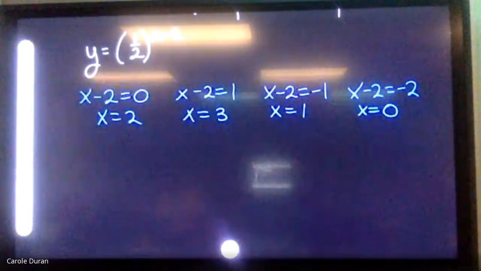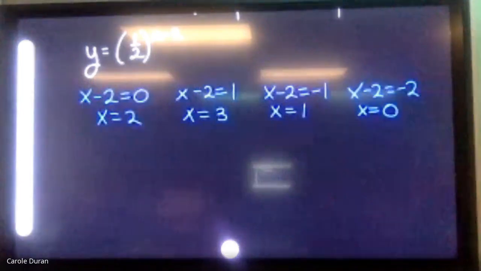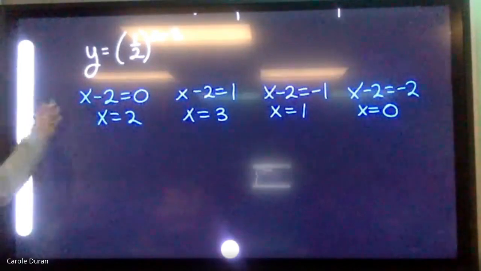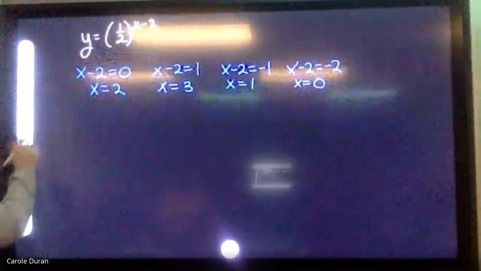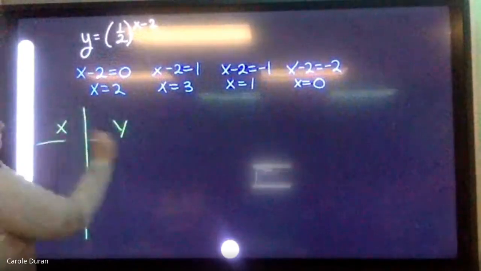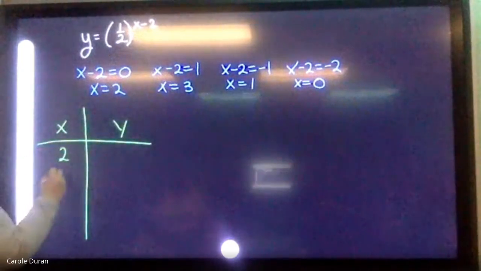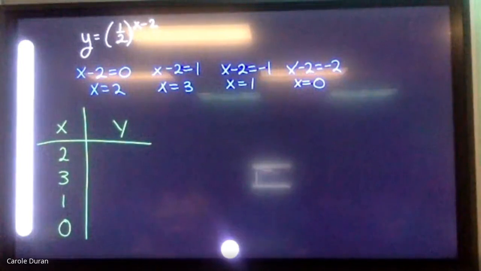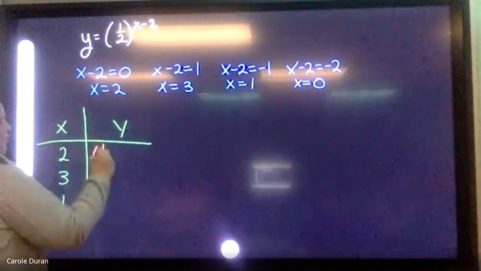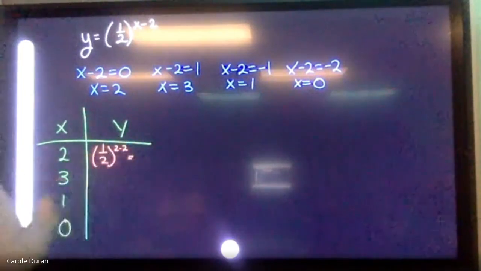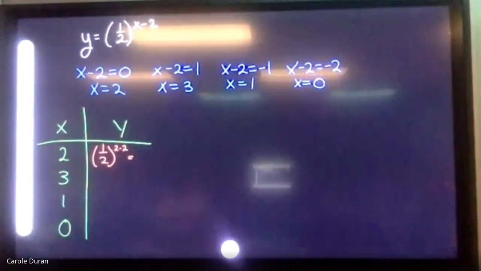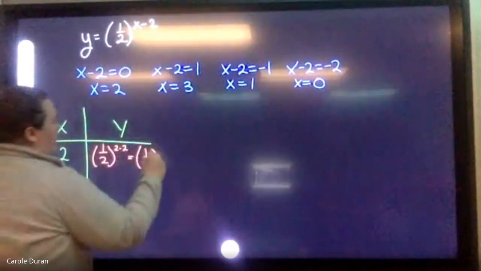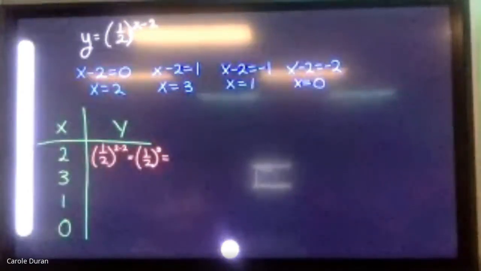So I get 2, 3, 1, and 0 as the x values that I will be plugging into this function. So let's set up our table. I'm just going to go in order. And we're going to start plugging them in. So when I plug 2 in, I get 1/2 to the 2 minus 2 power. What's 2 minus 2? 0. So this becomes 1/2 to the 0 power, which equals 1.